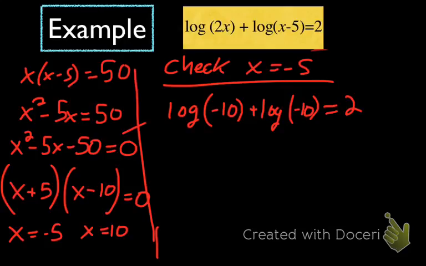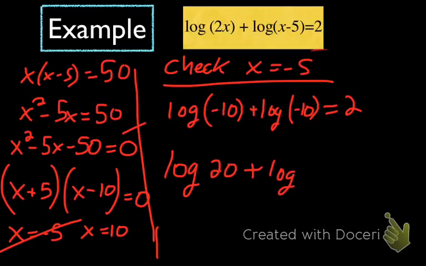Someone click away on your calculator. Tell me if that's true. Negative 5? Negative 5 is not a solution, right? X equals negative 5 is not a solution. We can check 10. I'll give you a hint. It is a solution. Very quickly, log of 20 plus log of 5 equals 2. I promise you.